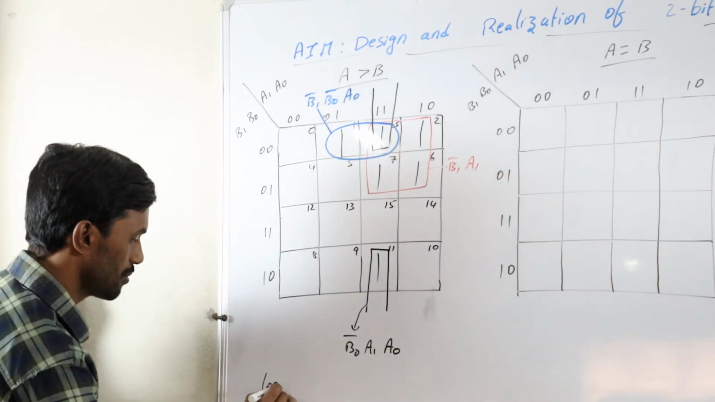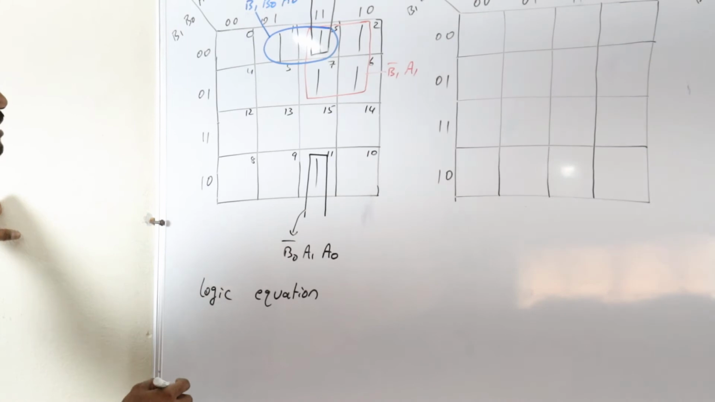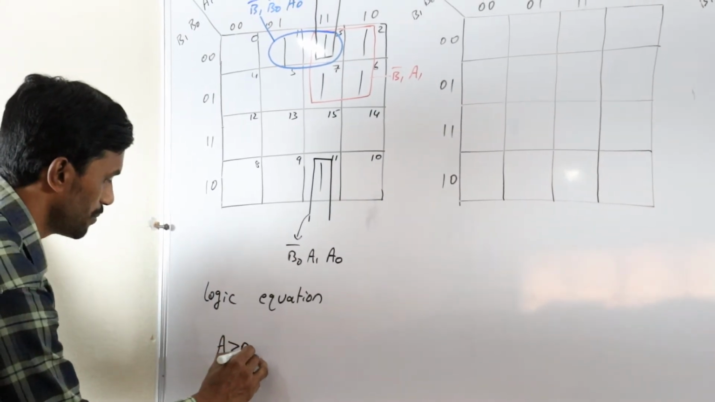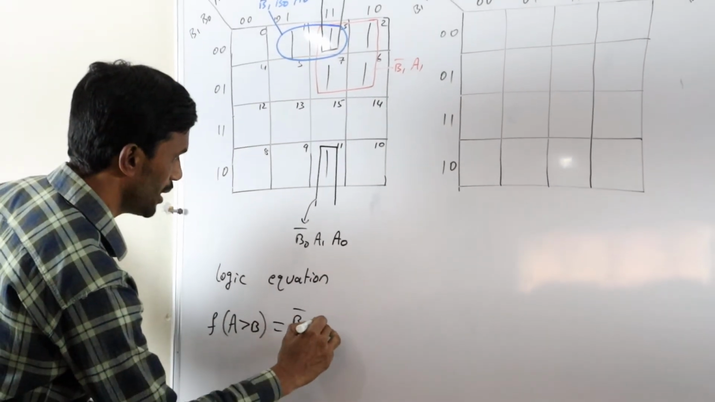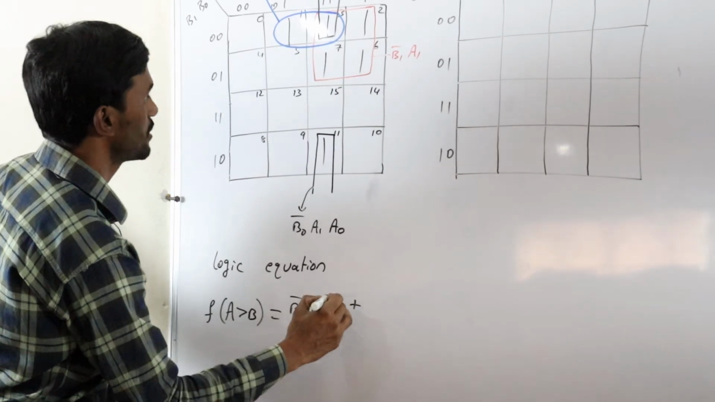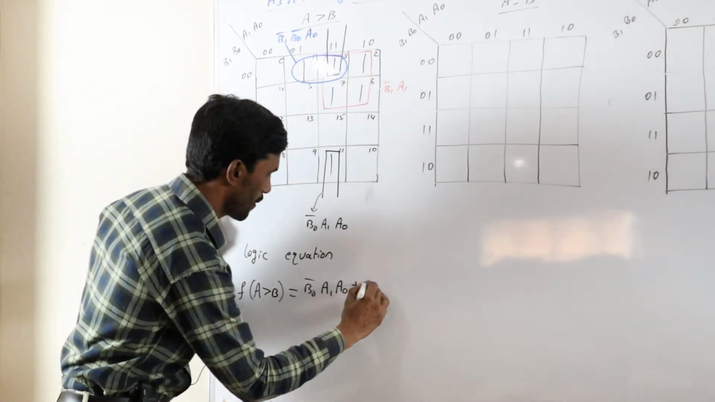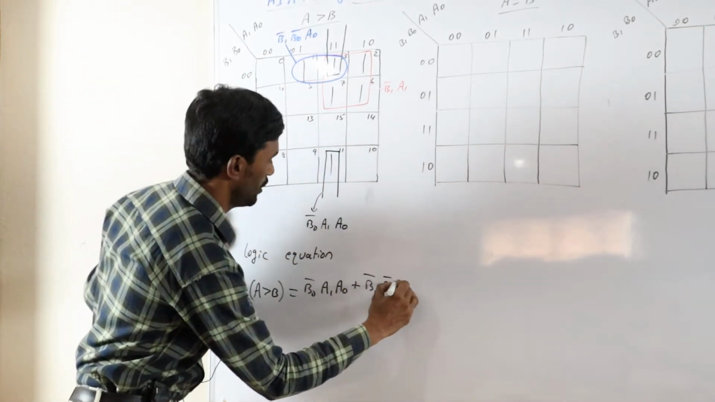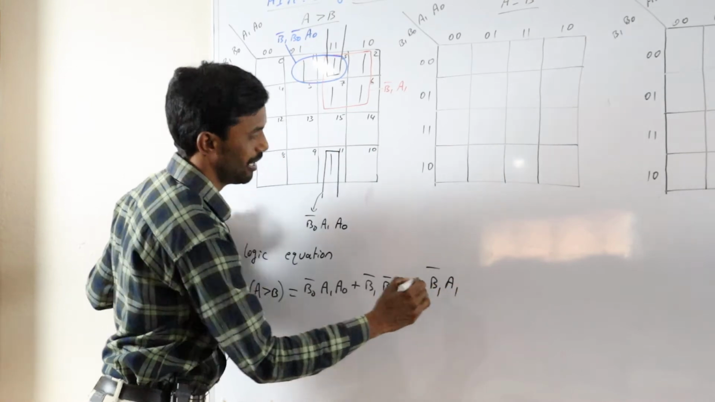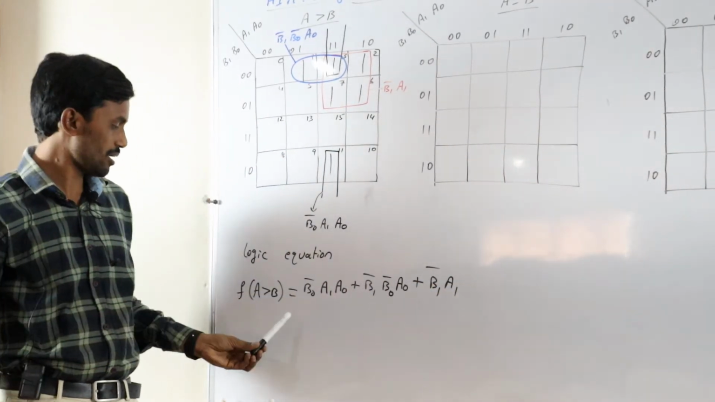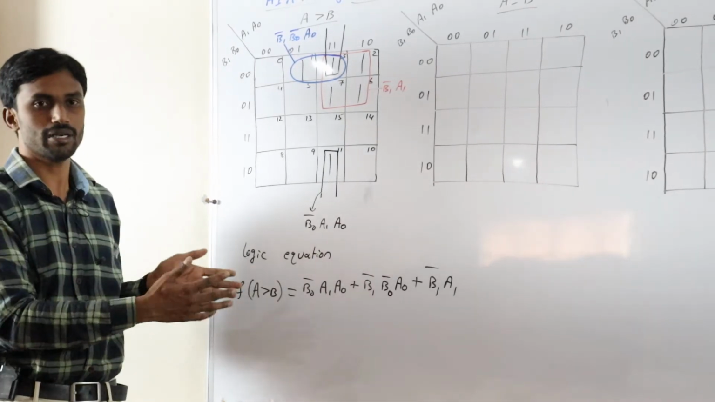So the logic equation for A greater than B: the function A greater than B is equal to B0 bar A1 A0 plus B1 bar B0 bar A0 plus one more minterm, that is B1 bar A1. This is the logic equation for A greater than B. Now you draw the logic diagram, that is the realization and design.